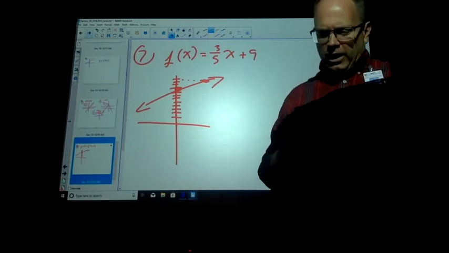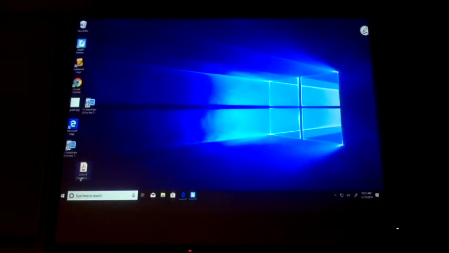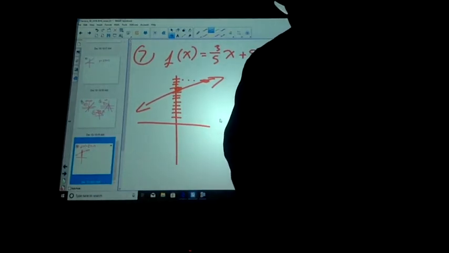Okay, let's take a look at 7C. See where we're at? We do 14, 15. Yeah. Let me get my calculator. 14 and 15. Is this C or B? C.